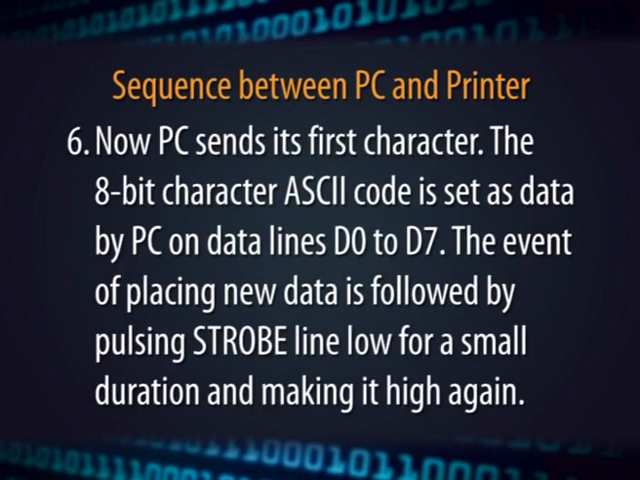6. Now, the PC sends its first character. The 8-bit character ASCII code is set as data by the PC on data lines D0 to D7. The event of placing new data is followed by pulsing the strobe line low for a small duration and making it high again. This duration for the low state is typically 1 to 2 microseconds.